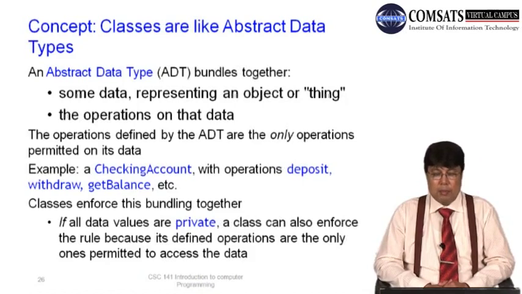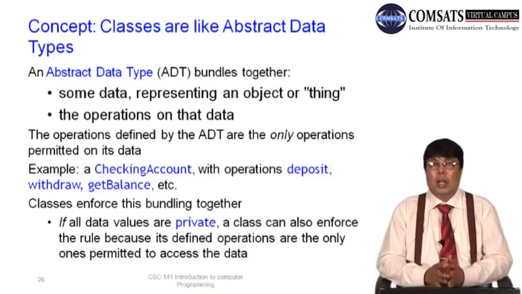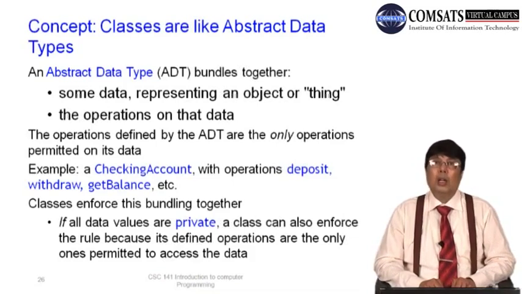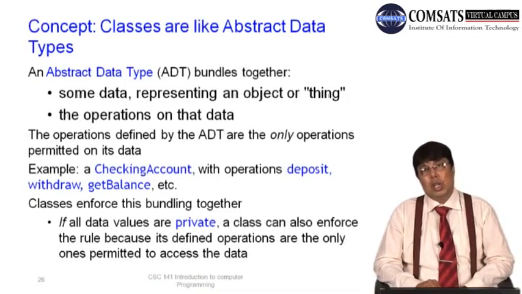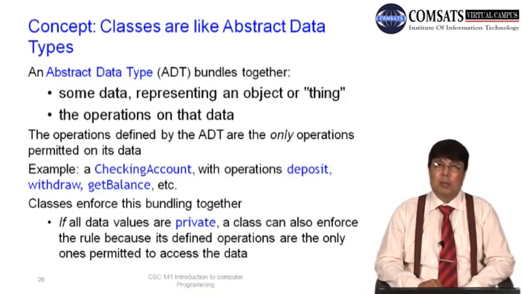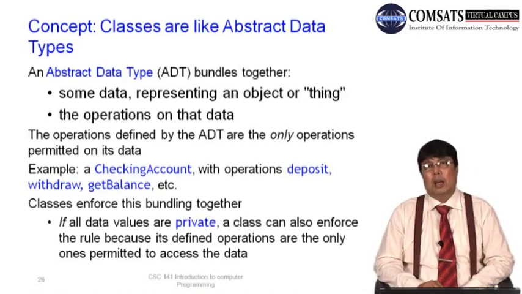So classes enforce this binding together. If all the data and values are private to a class, it can also enforce the rules, because the operations are defined as part of that particular class, and now you can enforce the rules and regulations onto the data, because only certain functions, only certain methods, are available. These methods could be the operations which are available. So it means that you can enforce these methods, and no additional method can be performed.